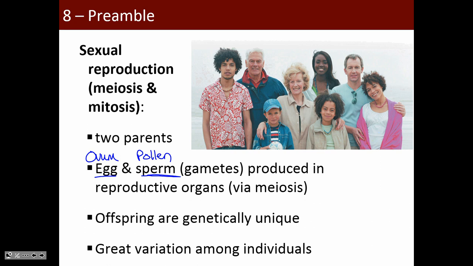And even if you have the same two parents reproducing over periods of time, each individual is going to continue to make unique gametes because they're recombining which parts of their genetic material are going into the gamete each time. Okay, so we produce really genetically unique individuals when we carry out sexual reproduction.